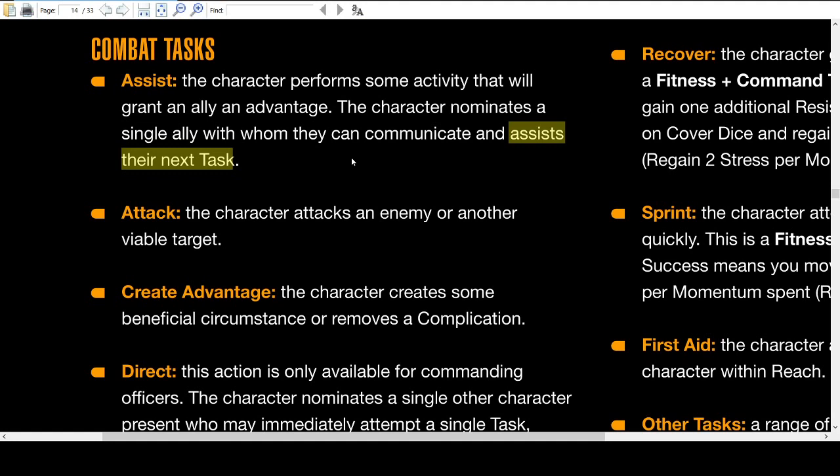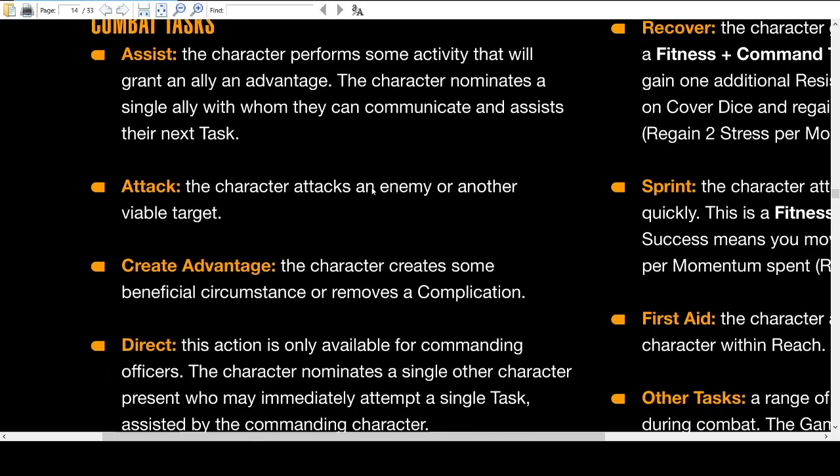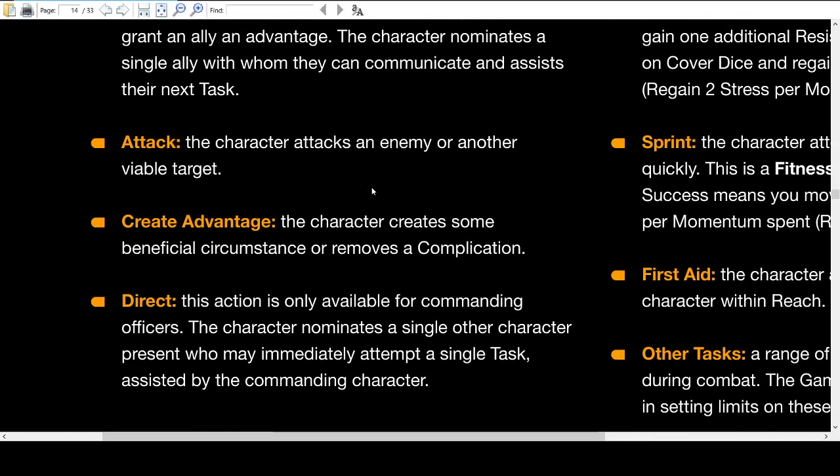Alright, so attack. The character attacks an enemy or another viable target. Create advantage. The character creates some beneficial circumstance or removes a complication. This is interesting because we haven't come to the point of knowing a combat situation where a complication can occur. But since these are tasks, naturally you have to roll your d20s, and complications arise when you roll a natural 20.